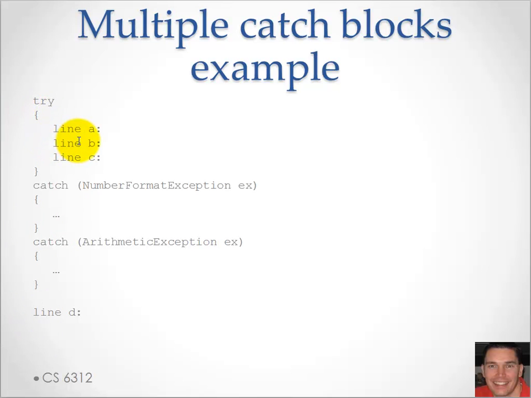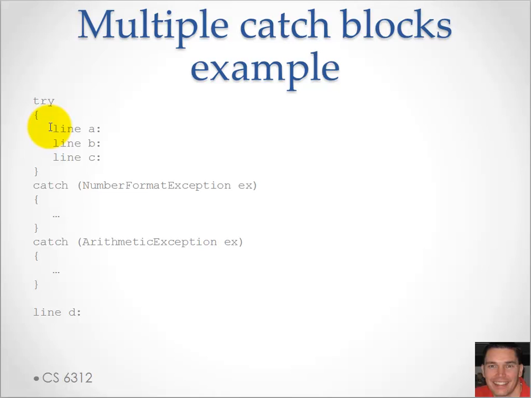Let's say that line B, we have another execution of this program, throws an arithmetic exception. What it does, it skips line C. It comes down here. Does this match? No. Does this match? Yes, it does. So then it's going to execute the lines of code in here and then come down and execute line D.